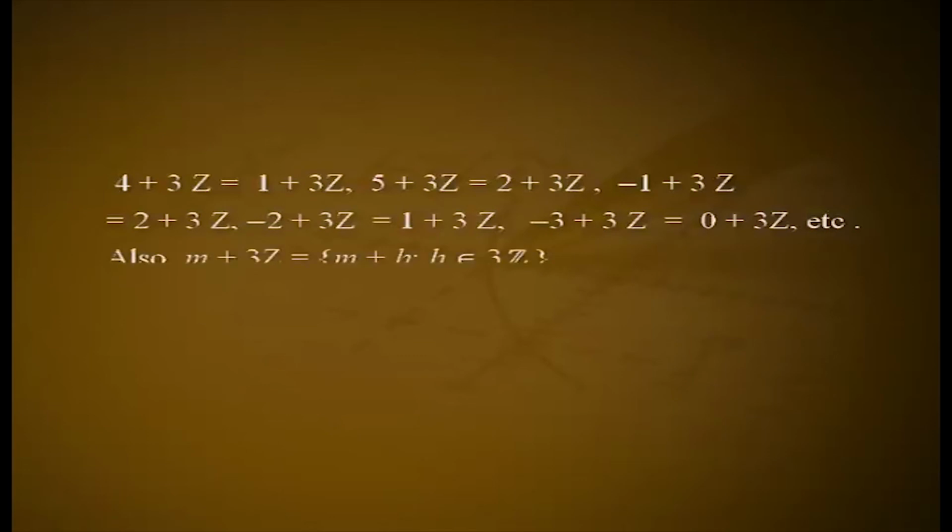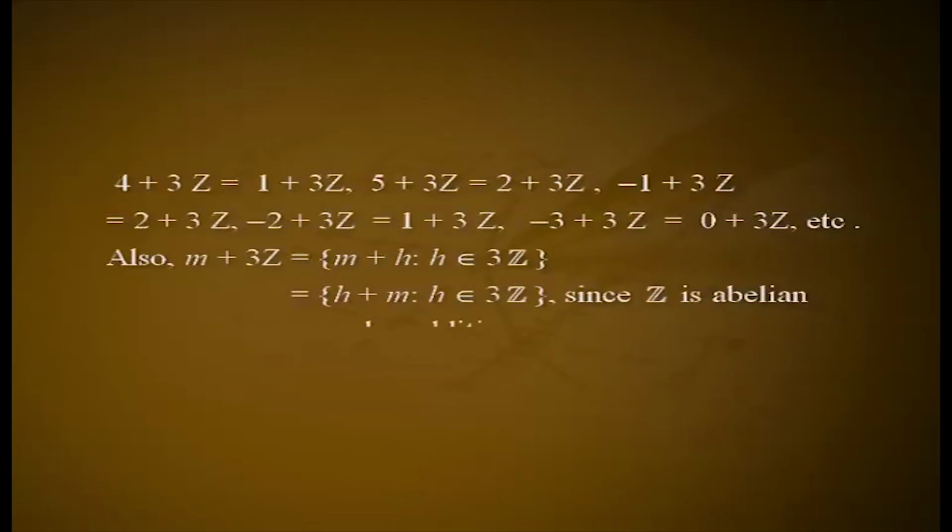Also, m + 3Z is equal to the set of all m + h such that h belongs to 3Z, which is equal to the set of all h + m, h belongs to 3Z, since Z is abelian under addition, which is equal to 3Z + m. In particular, 1 + 3Z is equal to 3Z + 1, etc. Since Z is abelian, the left coset m + 3Z and the right coset 3Z + m are the same. So, the partition of Z into right cosets is the same as the partition by left cosets.